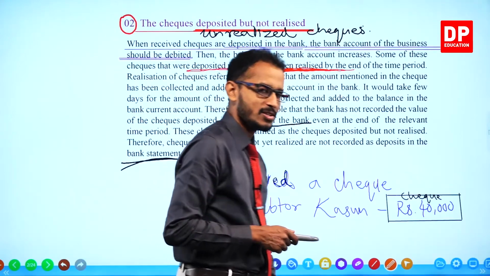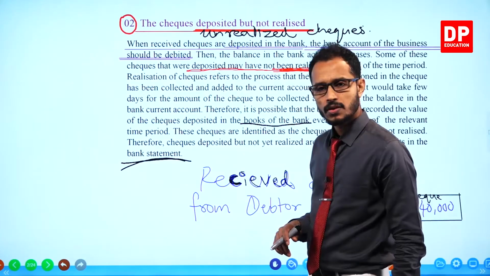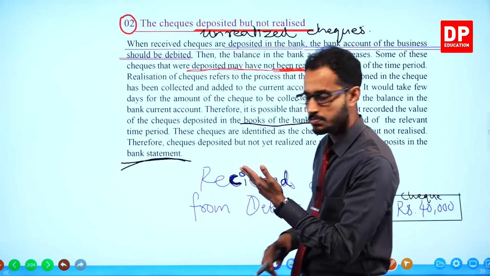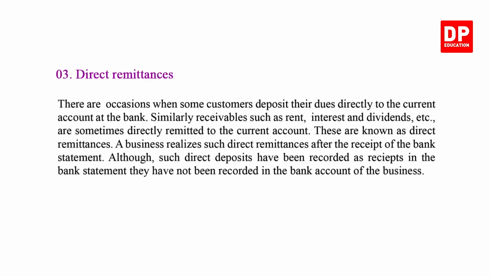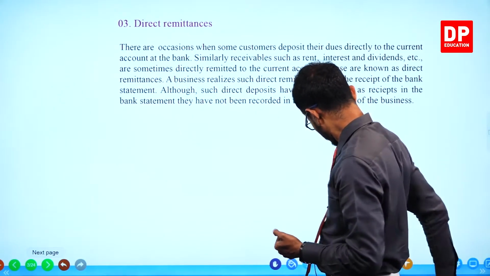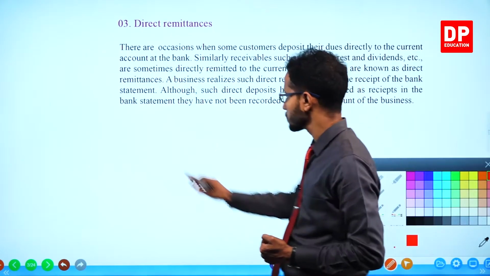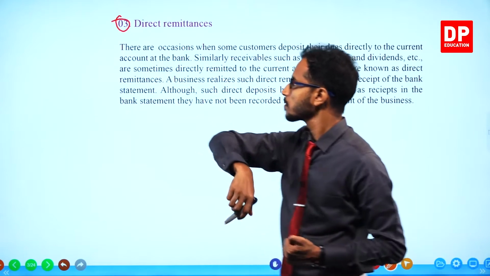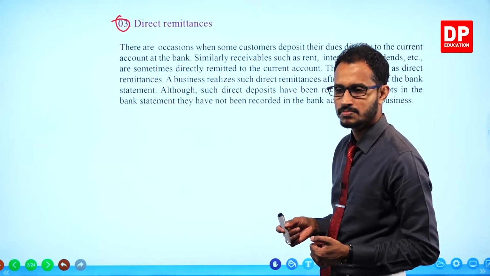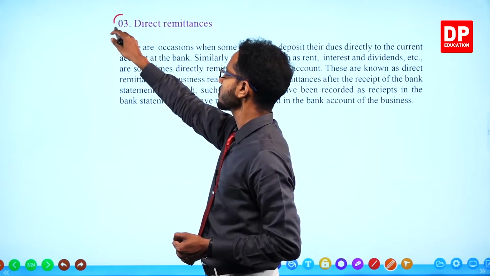All right, children, that was the second reason. Let's find out the third reason, shall we? Third, direct remittances. What are direct remittances? Let's find out.